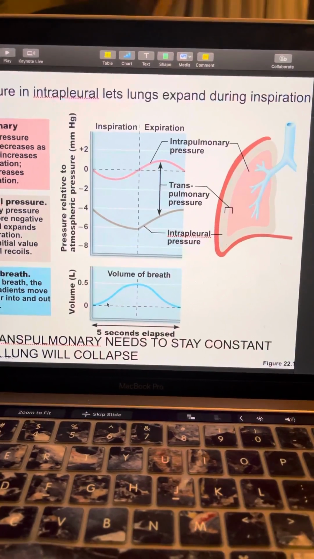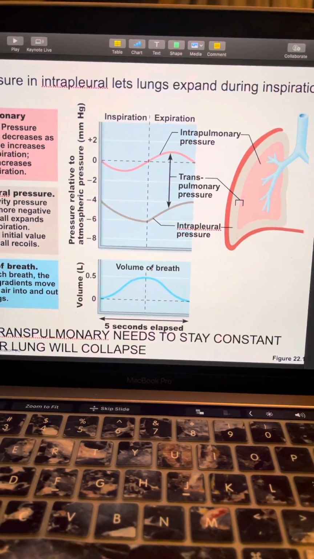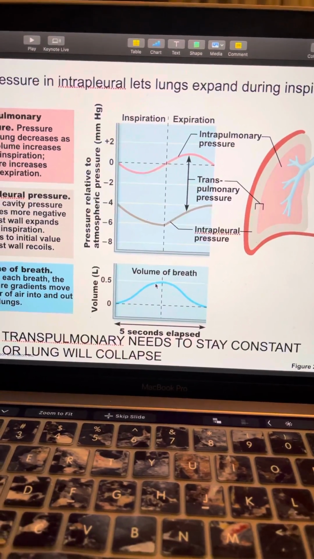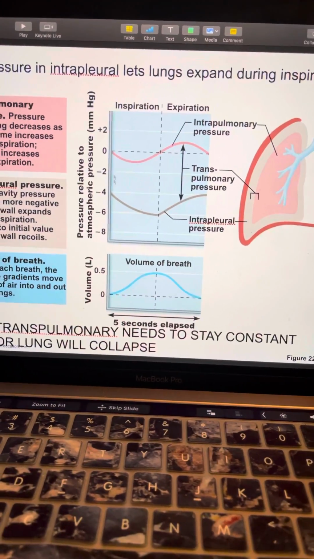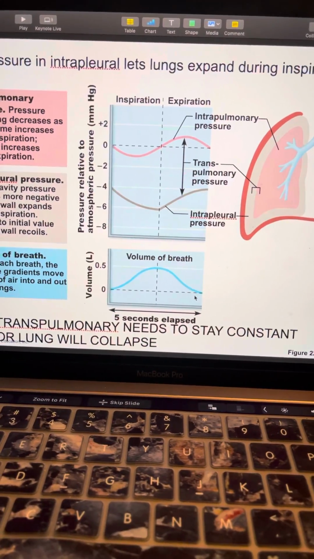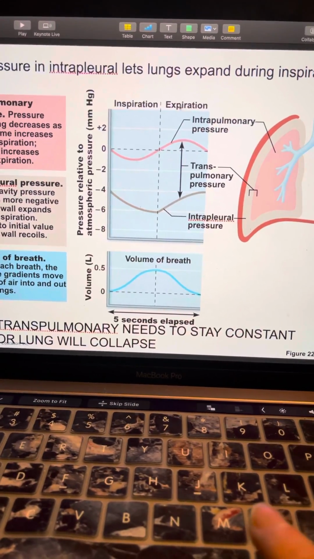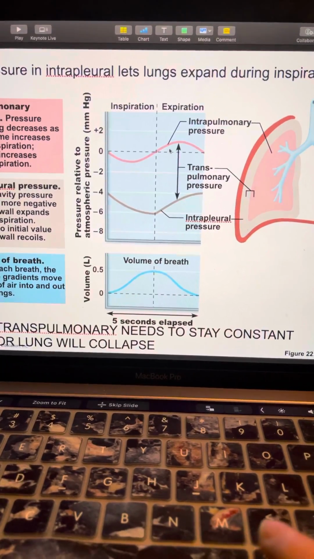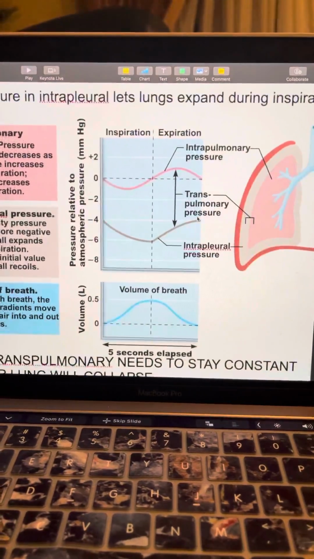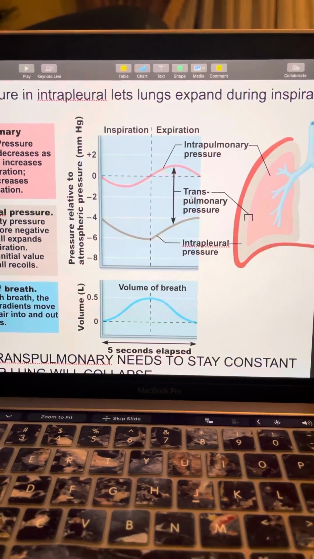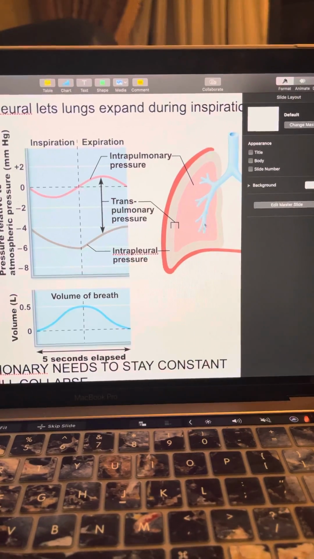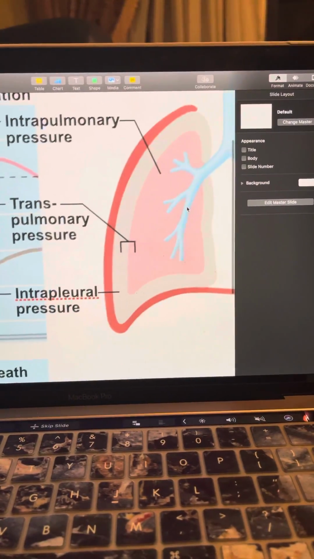Even just looking at this chart, see volume of breath, okay? Intrapulmonary volume. Volume going up during inspiration, pressure, both of these going down. Volume going down, pressure of both of these during expiration going up, up, up. And remember again, what happens if you don't maintain your transpulmonary pressure? Your lung will collapse, okay? And why is that?